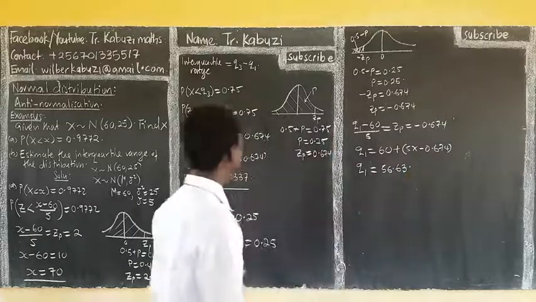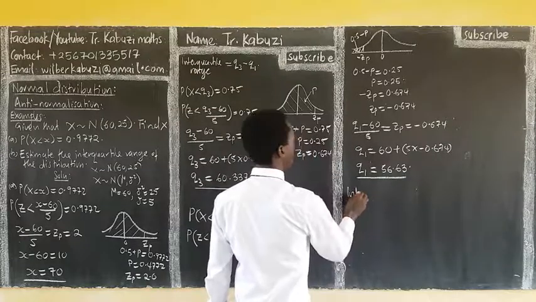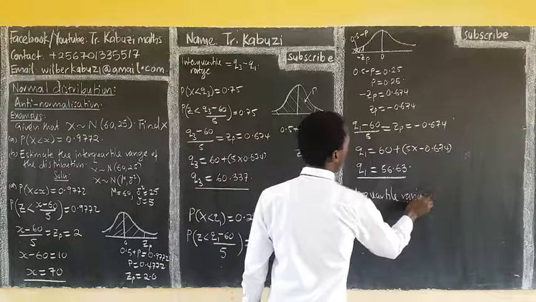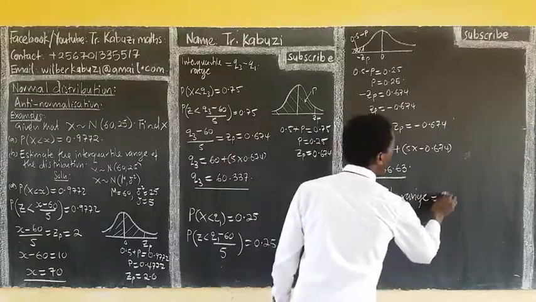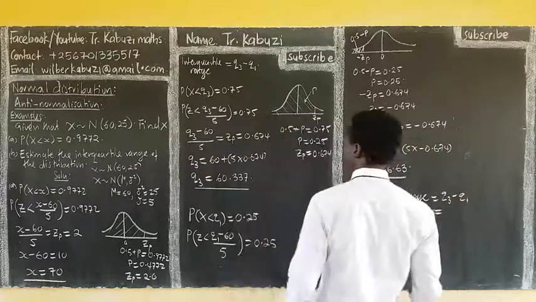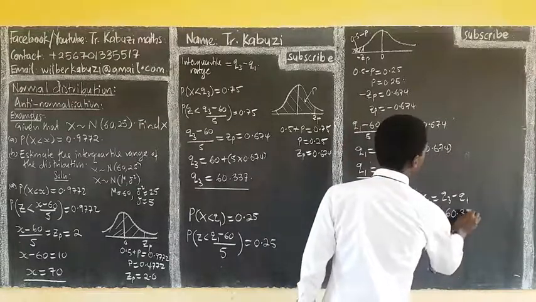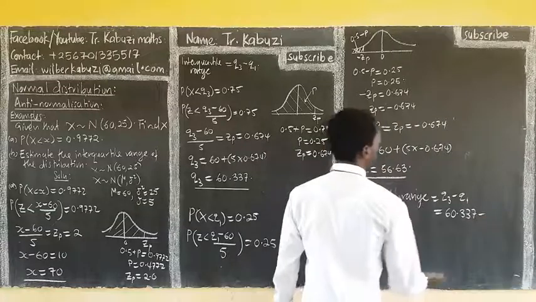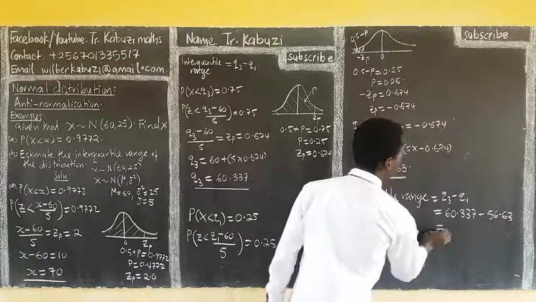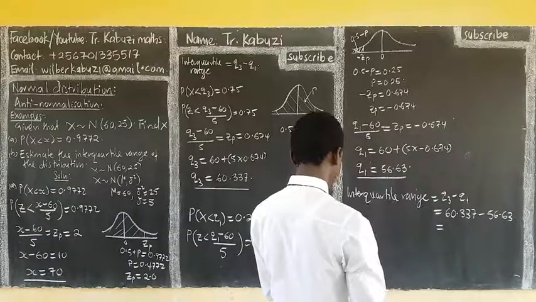And so our Q1 here is going to be 56.63. After getting that, now I come for my interquartile range. The interquartile range for that is going to be Q3 minus Q1, which will be, our Q3 is here, 60.337, then minus Q1, 56.63.